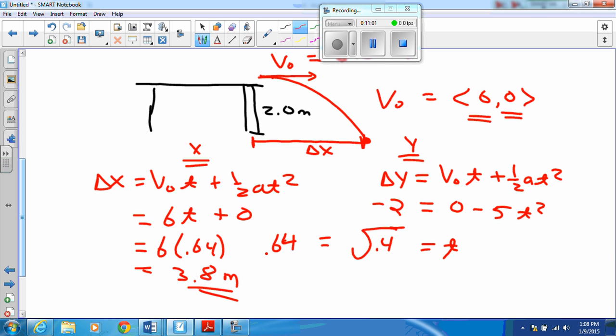Practicing projectile problems on your own so that you can do those is a really good idea.